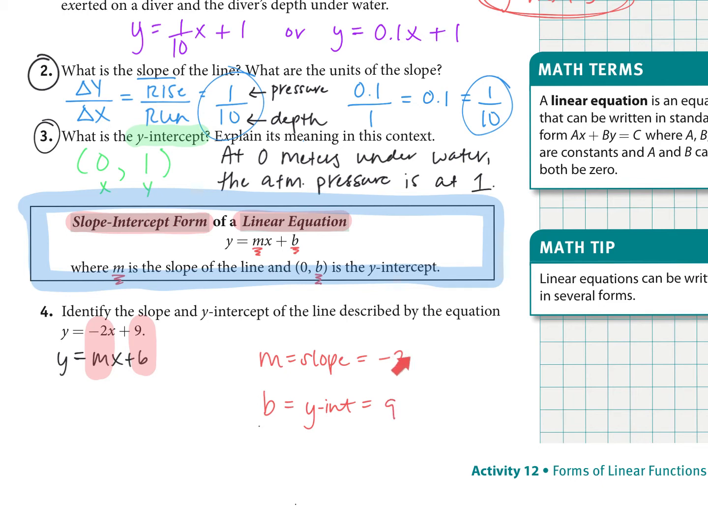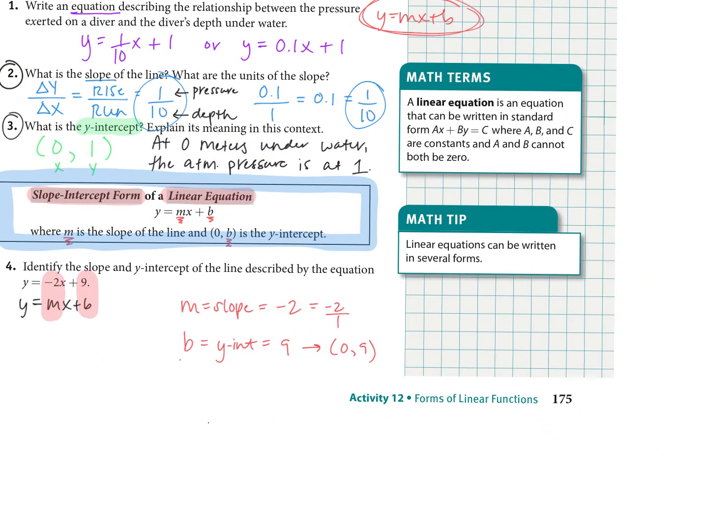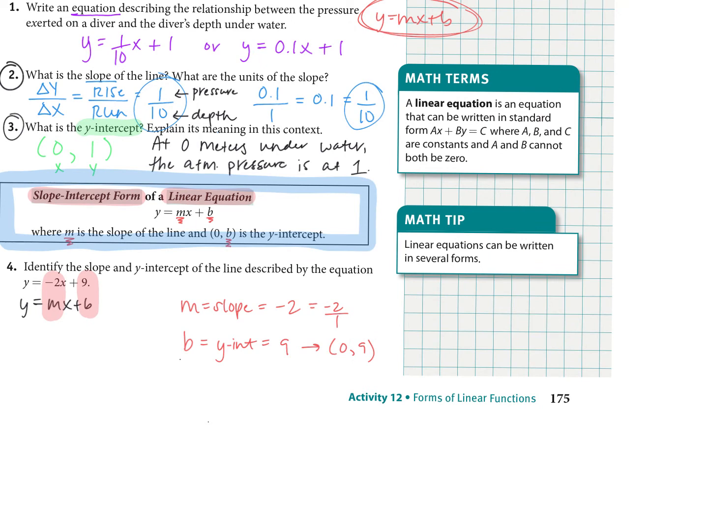Remember, when we're looking at this, our slope we could also write as -2/1 to represent the rise over run. And remember, our y-intercept we can also write as the coordinate (0, 9). Let's try practicing a problem just like this off to the side. So let's do a little small example off to the side.